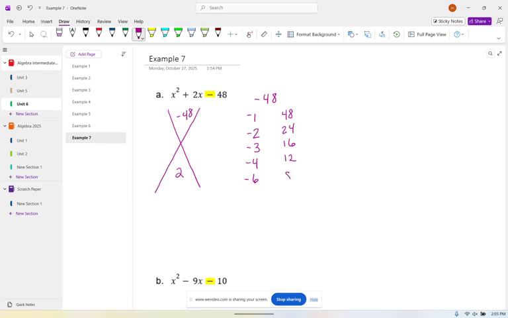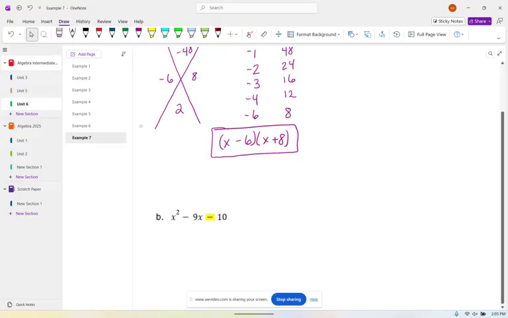What about, now 5 doesn't work, but what about 6? So negative 6 and 8. And if I do 8 minus 6, I get 2. Negative 6 times 8 is negative 48. So we've got our numbers, negative 6 and 8. So we'll have x minus 6 and x plus 8. All right, so that's going to do that one.